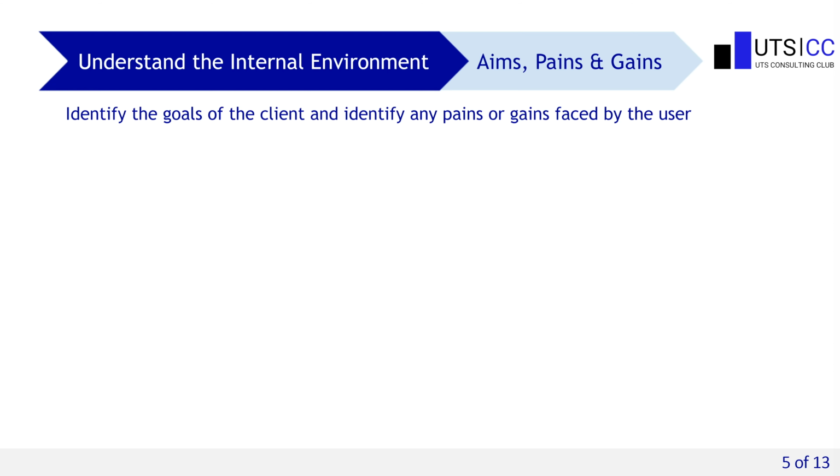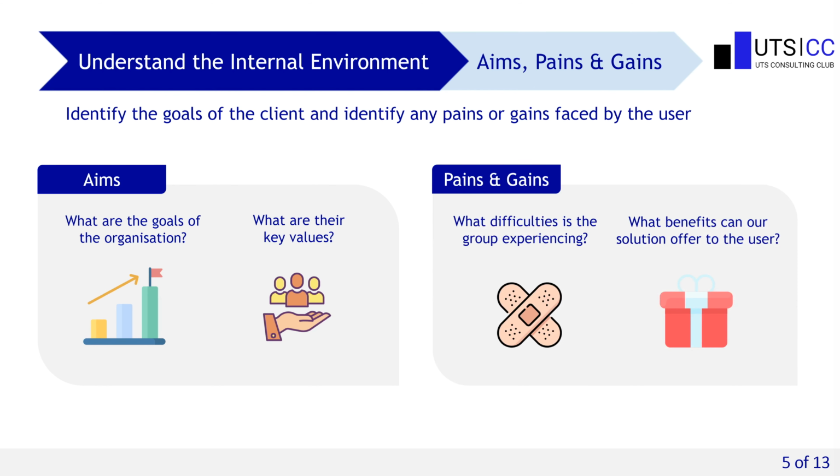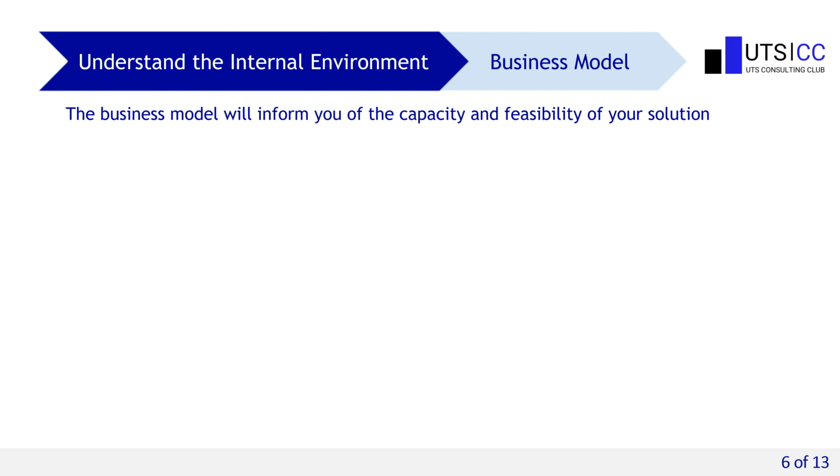Identifying aims, pains and gains. By identifying aims, pains and gains of the people being impacted by the problem, this will help guide you in coming up with a solution that addresses their needs. The aims includes the organization's goals and their key values. For example, the case company aims to expand their outreach program nationally in Australia as one of their goals. Or one of their key values could be financial literacy. This will help you guide your solution and make sure it lines up with their goals and their values. Pains and gains include the difficulties being experienced by the users affected by the problem and anything that would help them benefit.